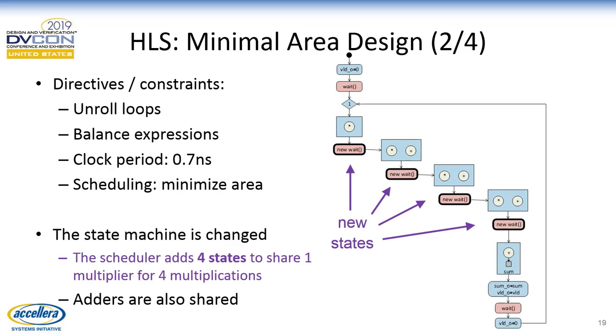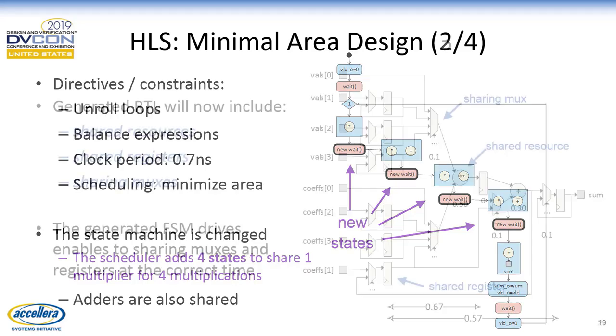So what the tool can do is add some states. Instead of doing everything in one shot, take 4 states, or 4 clock cycles, to do it. By taking 4 clock cycles, it can take the multiplication and the addition and spread them over these 4 clock cycles. So it adds latency, but it reduces the number of resources by sharing them. It can share the multiplier and the adders. So what we get is something like this.